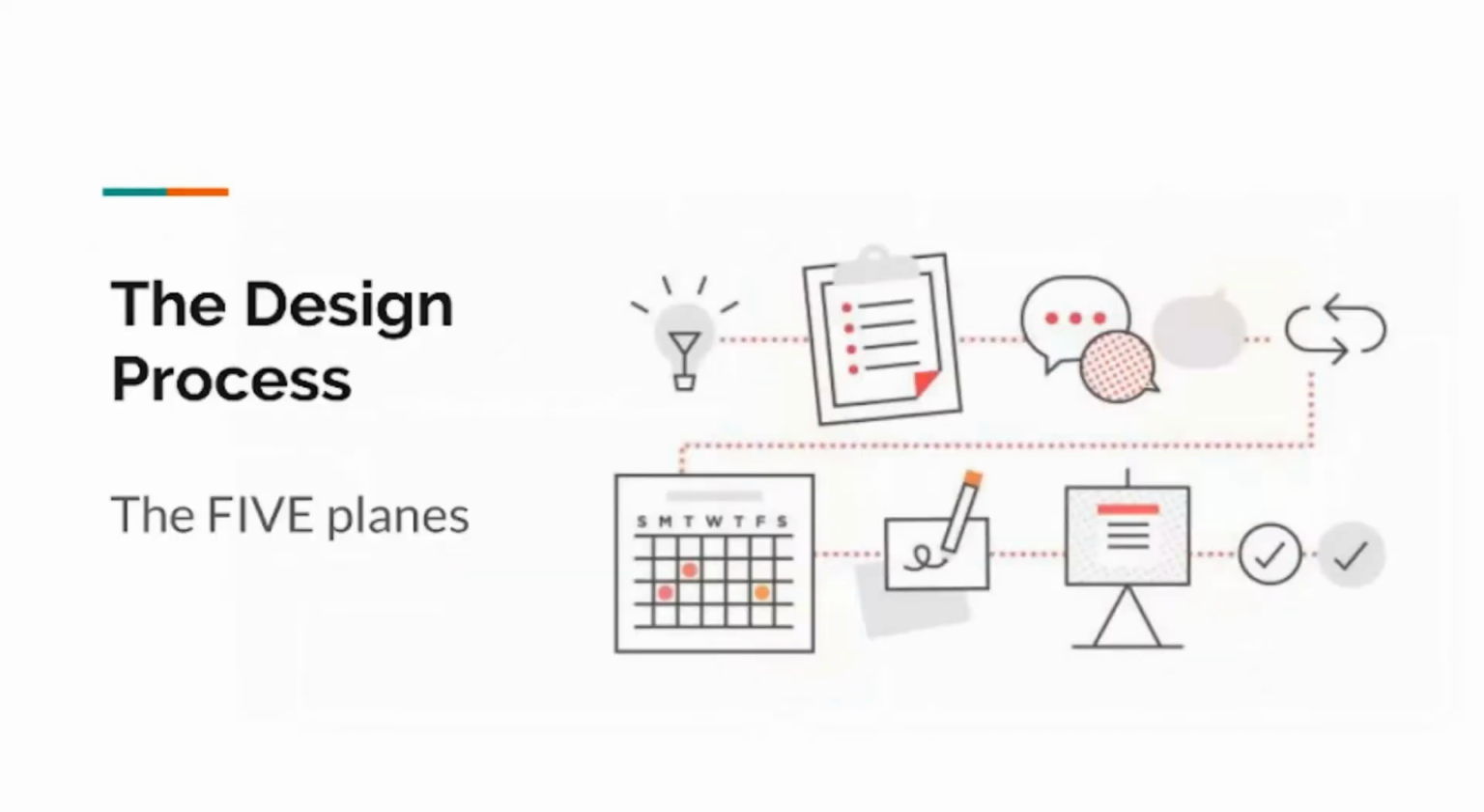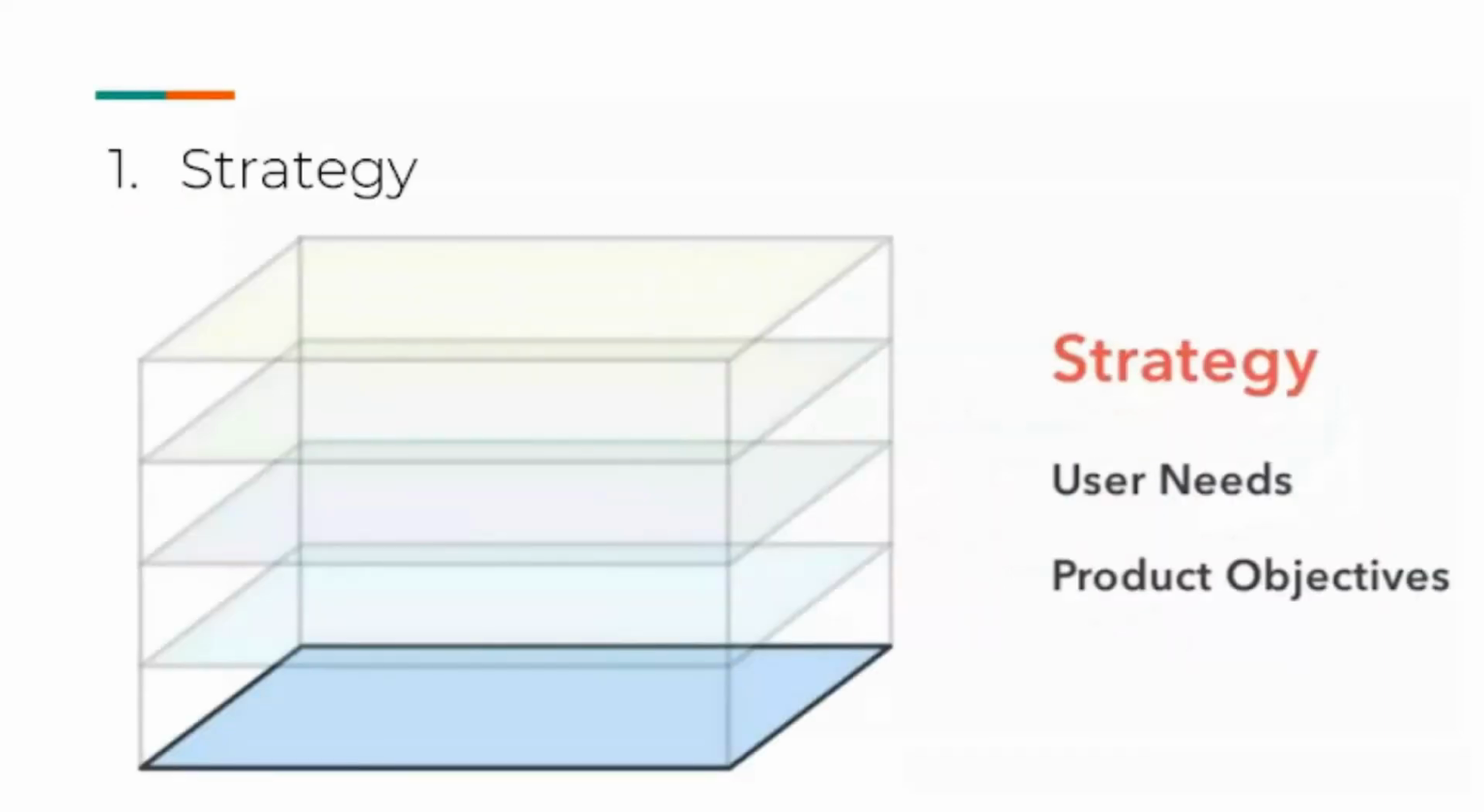Then we have the design process. So there are five, let's say, plans. Like I said, we have architecture. Architects have a way they do their plan. I don't know about architects, but I'm just using it as a reference. So the first one is strategy. So number one is user needs and product objective.